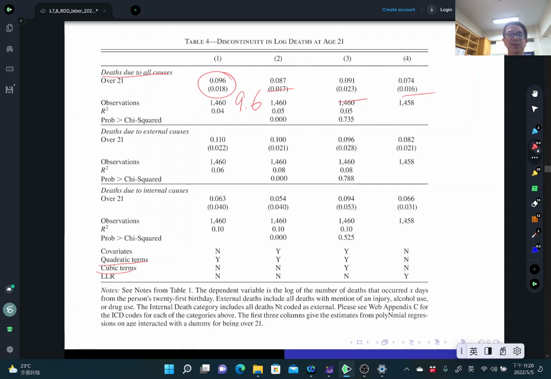Further, they try to find out whether this is due to external or internal causes. External cause means they die due to some accident, like a car accident or traffic. Internal cause is due to cancer or some disease. And they find the result is entirely generated by external causes. For internal causes, the estimate is not very significant.